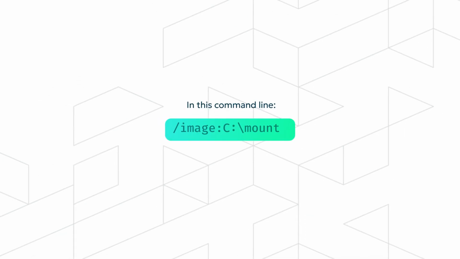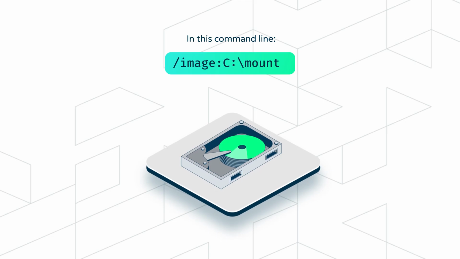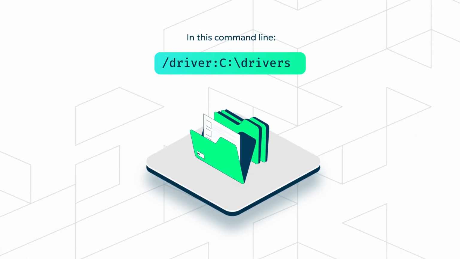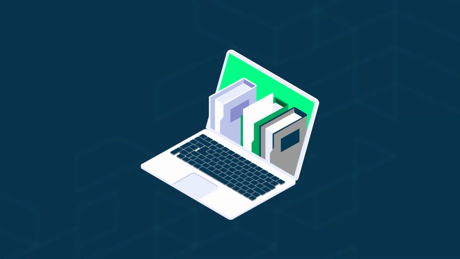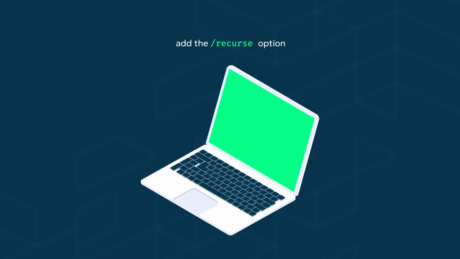In this command line, /image:C:\mount refers to the location of your mounted image. /driver:C:\drivers refers to the folder with your driver files. If you are installing drivers in bulk, add the /recurse option so DISM automatically searches subfolders.